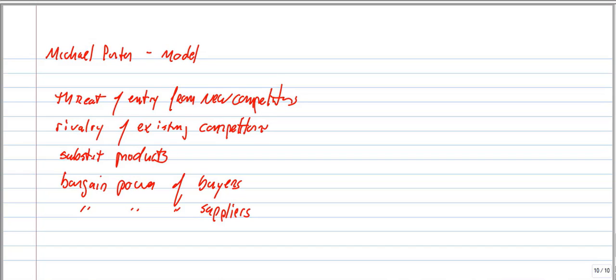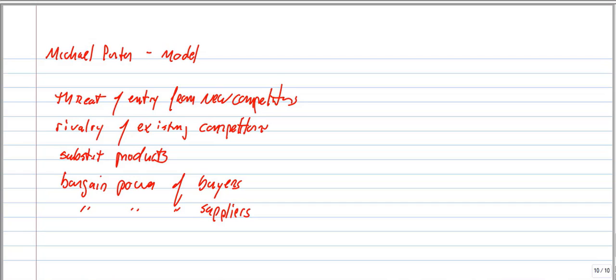The threat of substitute products. Tons of substitute products for coffee retailers. I mean, yeah, coffee's great, but it's not the only beverage out there. They face competition from energy drinks, from soda, from tea, smoothies, right?